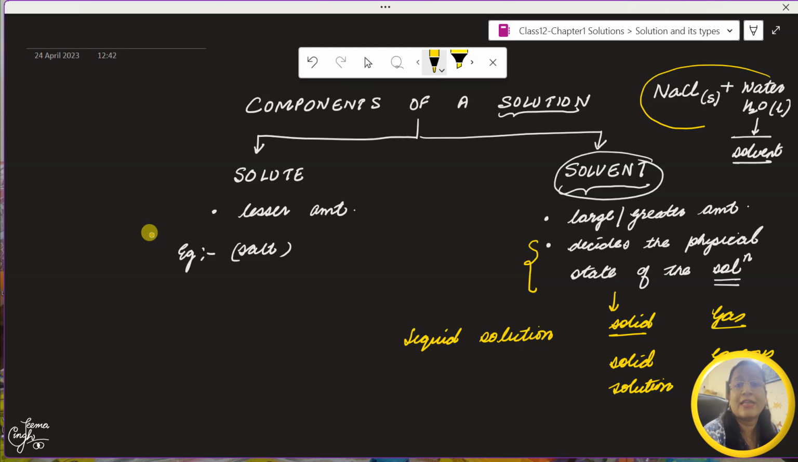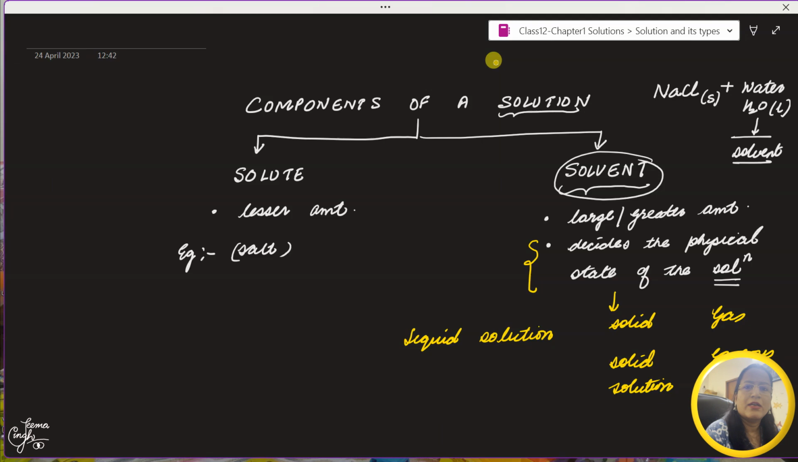We're going to study different types of solutions in a little while, right? So you should be very clear that the solvent is the component that will decide the state of your solution, the physical state of your solution. Clear? Now let us move on to types of solutions.